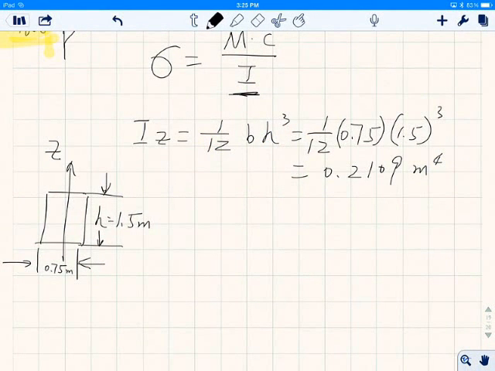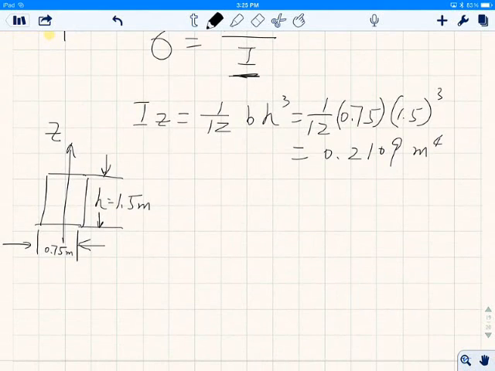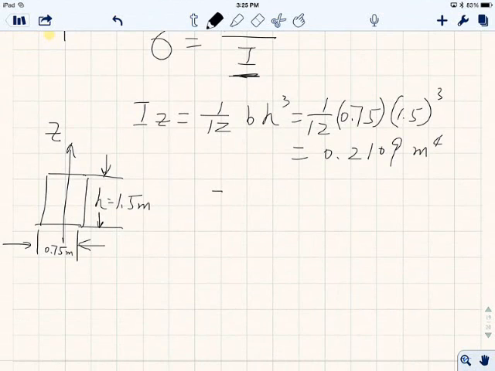All right. So that's the same thing. And for Iy, you can calculate in the same fashion. 1/12 base times height cubed, 1/12 base.